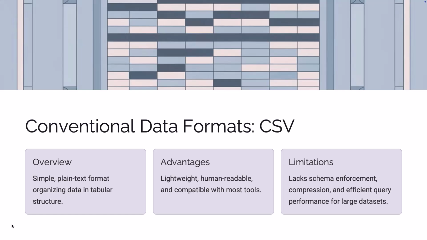Now, CSV is probably the most common one. Even a person who is not in the data engineering arena should be aware of CSV. So it is a very simple plain text format organizing data in tabular structure. And the advantage of CSV is that it is very lightweight, human readable, and it is compatible with most of the tools. However, there are a lot of limitations for CSV as well.